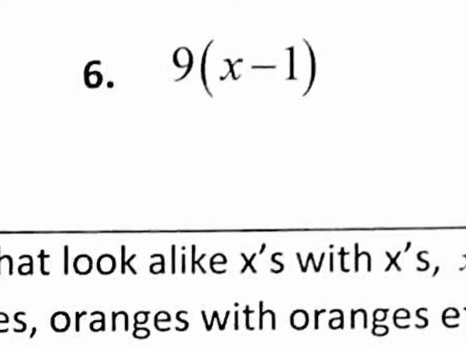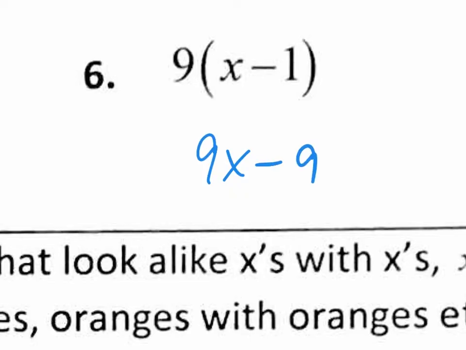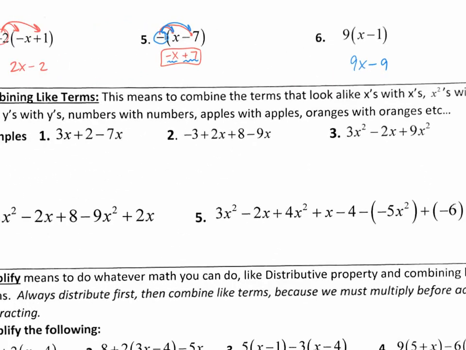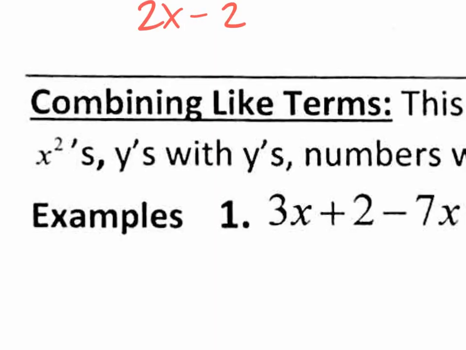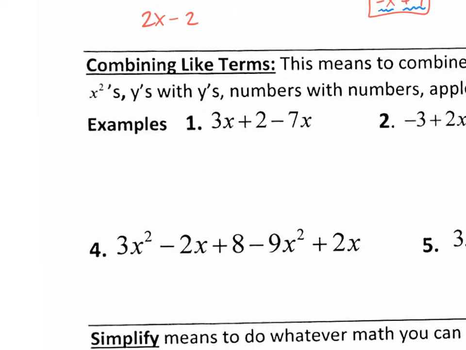Last one, what's the answer there? 9x minus 9. Let's move on again to combining like terms. All right, now we already talked about combining markers with erasers. You can't do that. So again, it's all about combining the terms that look alike.